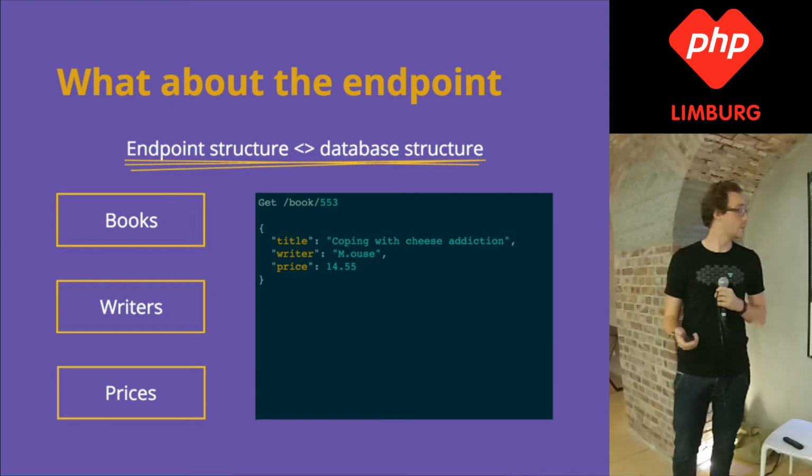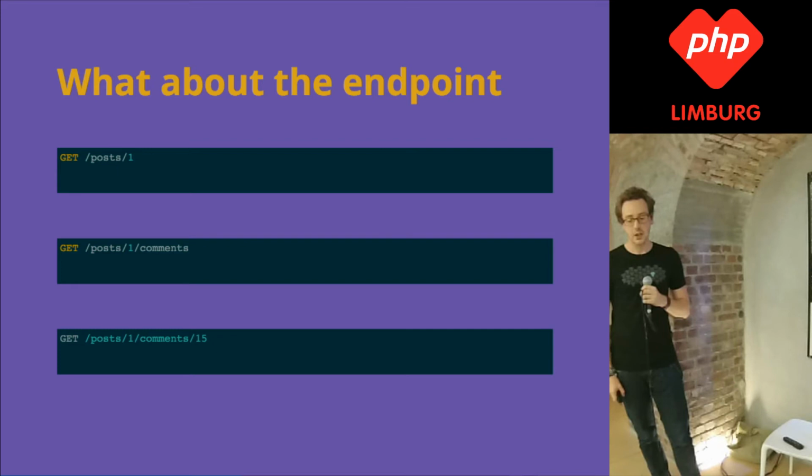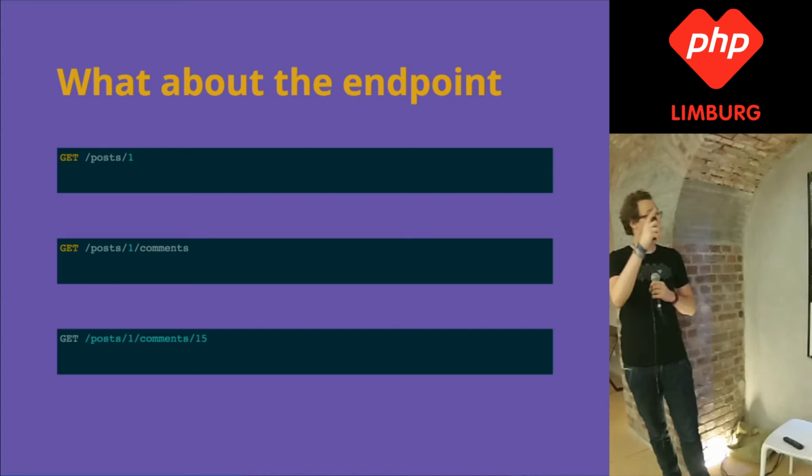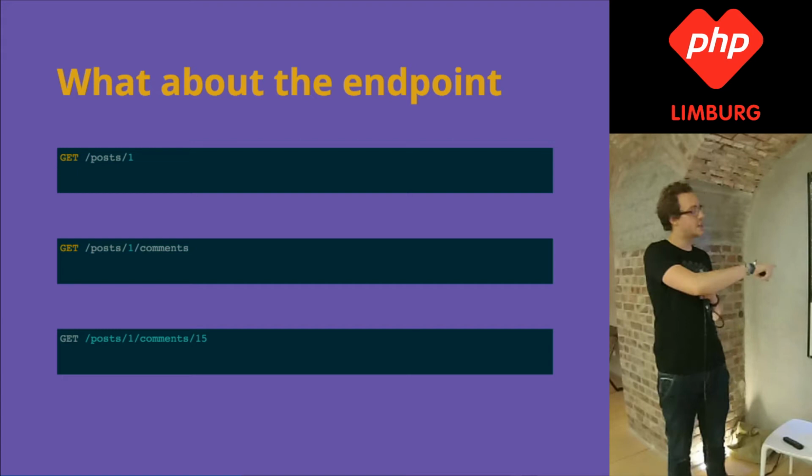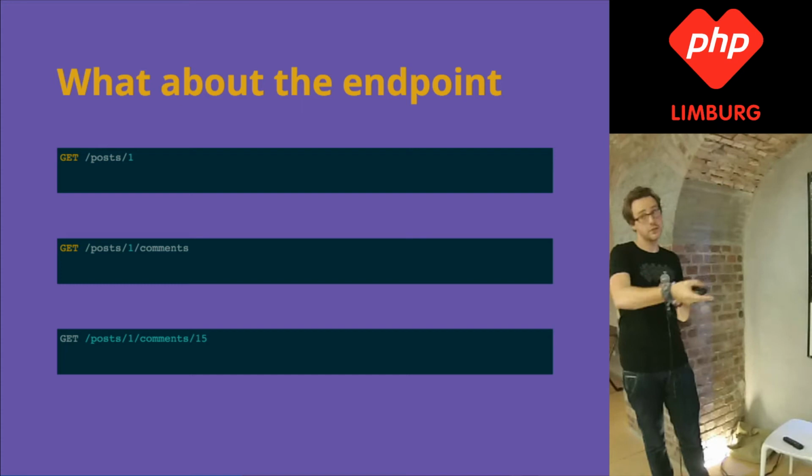Okay, cool. The endpoint itself. So how are they matched? Here you can just have a post. Here you ask the first ID of post, then you ask for all the comments of the first post, and then you ask for comment 15 of post 1. Of course, you can just have comments 15, but that's like a structural decision you have to make how you're going to do it.